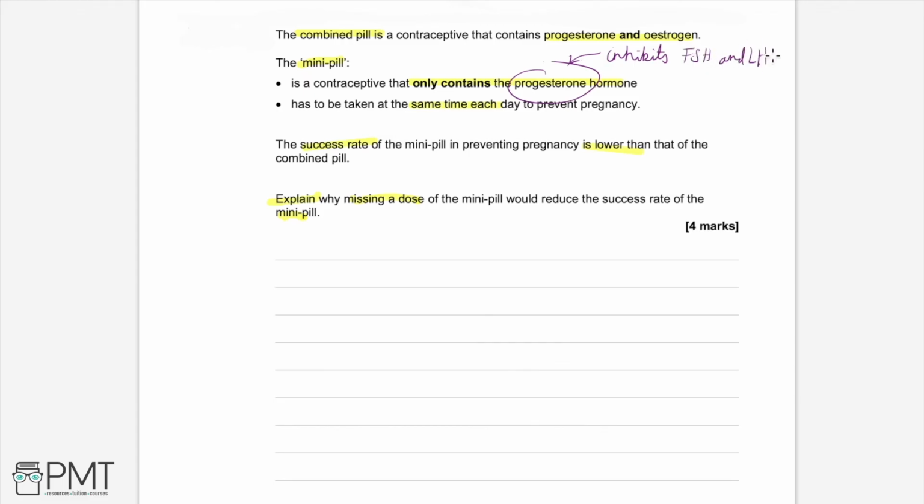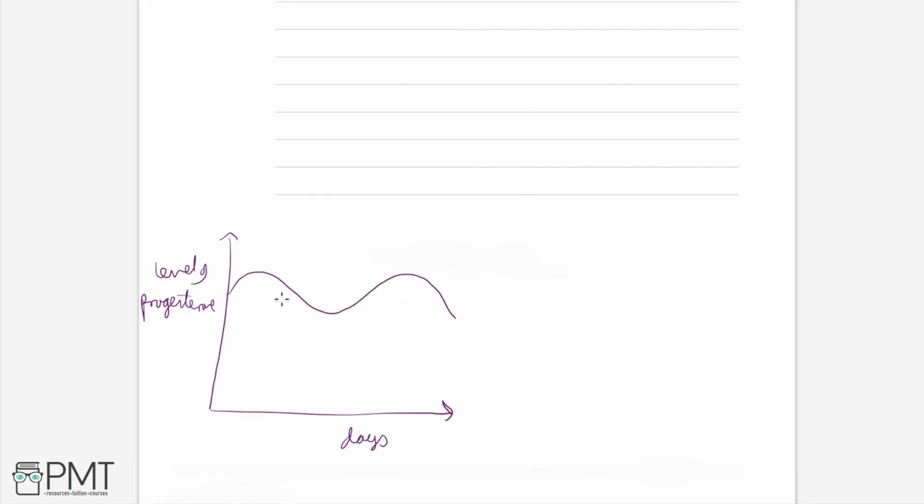So the inhibition of them prevents the possibility of pregnancy. It has to be taken at the same time each day so that it maintains a constant or similar level in the bloodstream, which is high enough to inhibit these hormones. So let's look at this graphically. If we look at a graph of the amount of progesterone in the blood and days on the x-axis, we can see that the level will fluctuate, but it will fluctuate around a similar value.